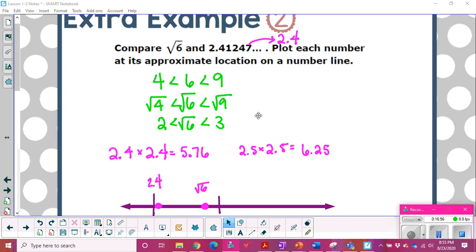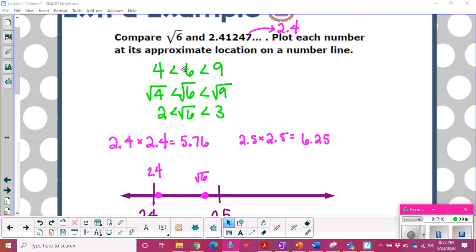The first thing we had to look at was that 6 is in between the perfect squares of 4 and 9. The square root of 4 is 2, and the square root of 9 is 3. So the square root of 6 lies somewhere in between the numbers 2 and 3. Is 6 closer to 4 or closer to 9? Well, it's closer to 4.